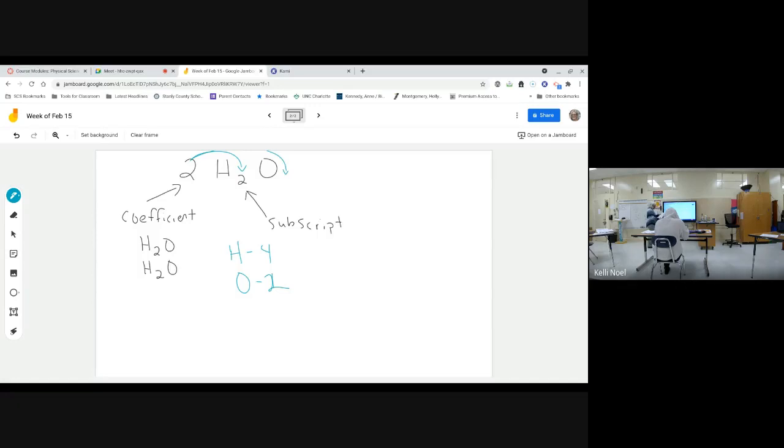So for number 1, can we do it together? I'm going to do some of these. So you have 2 examples there. So you have NaCO3. Notice there was no coefficient there. Okay?